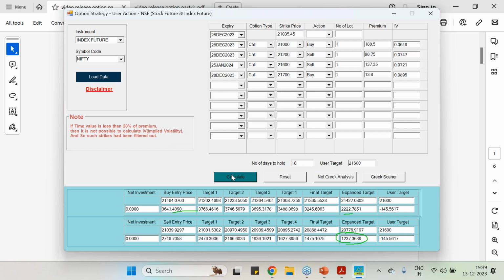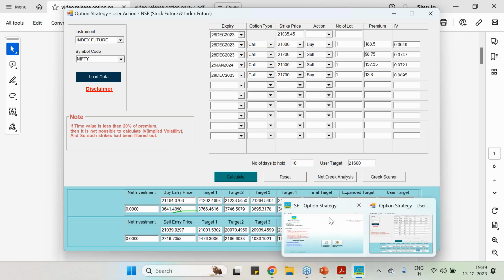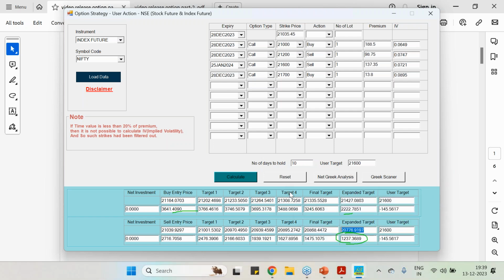So this says that in the coming 10 days period, because this estimation is also by software, it is telling that between 21,427 and 20,777 only, Nifty future will move in the coming 10 days, and this will be the profit and liability.